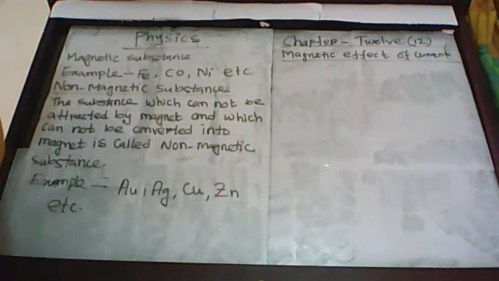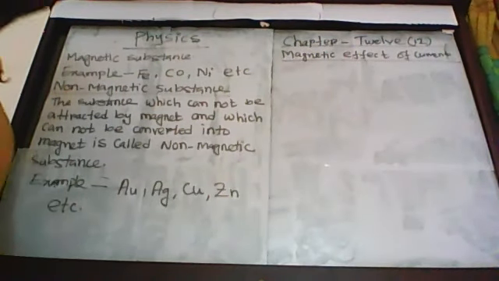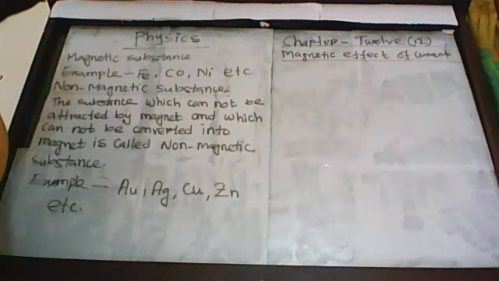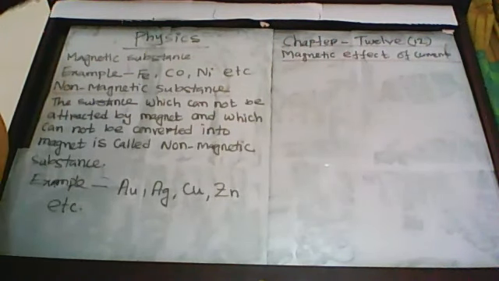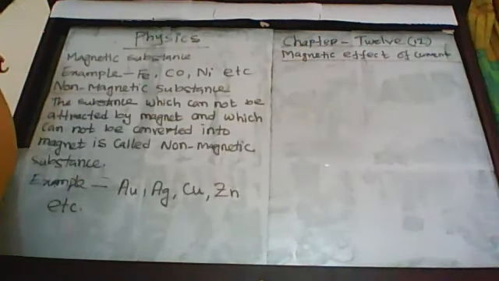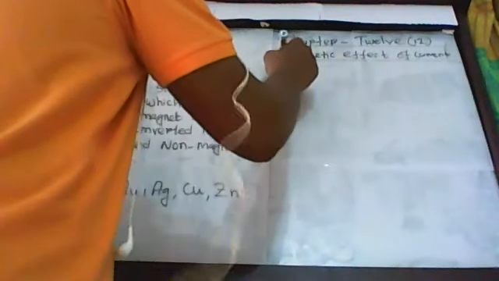In class 6, the rubbing method is discussed in great detail. But in this chapter, the name of the chapter is Magnetic Effect of Current. That's why I'm going to discuss the electrical method of magnetization. Listen to me. In this case, I used a new word, that is called magnetization.